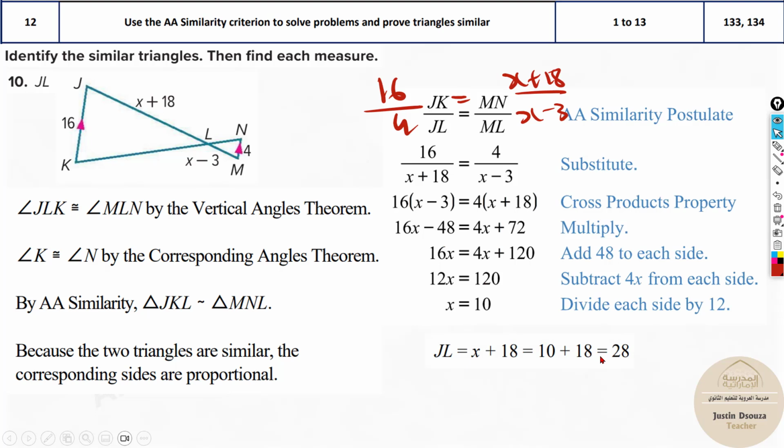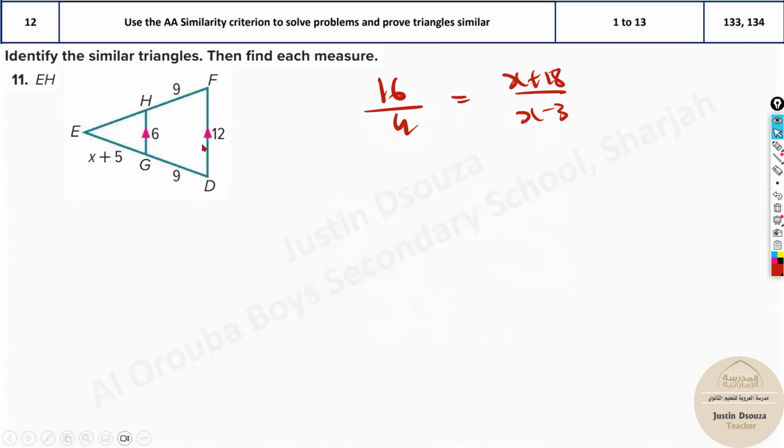That's the answer. And over here we have EH. Please do solve this by yourself. It's the same thing, similar thing. Now make sure you substitute over here. EH is what you need to solve for. But what is the speciality? How can we find EH?